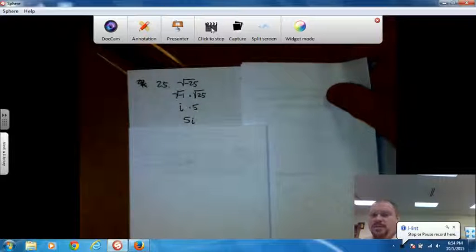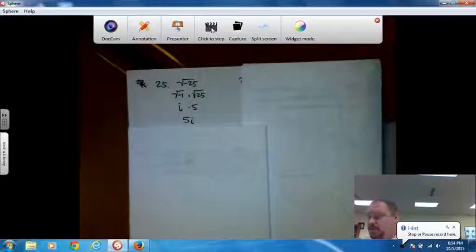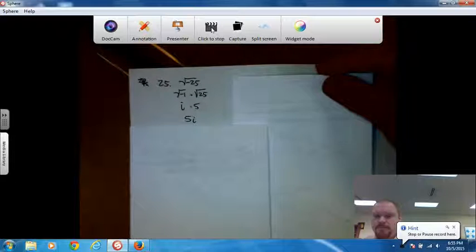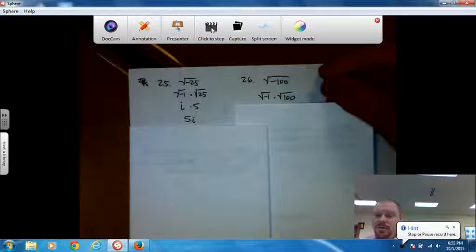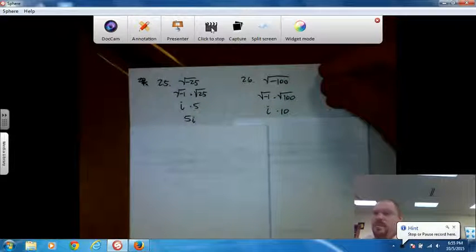In 26, sort of the same thing going on there. Okay, I got the square root of negative 100. I could break that down as the square root of negative 1 times the square root of 100. Square root of negative 1 is i. Square root of 100 is 10. So I get 10i.